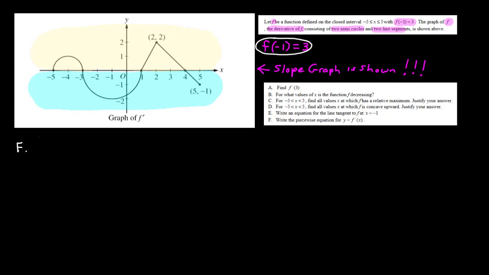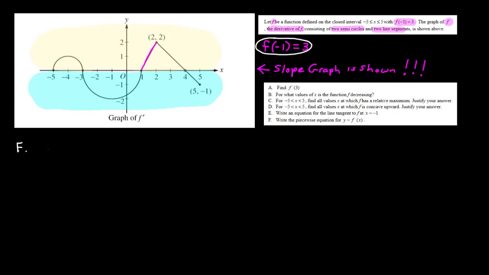And part F is not even calculus. It's asking us to write a piecewise equation for the graph that we see. And this is more of an algebra review. Let's do maybe the line segments first. I'm going to write them each individually, and then we'll piece them together.